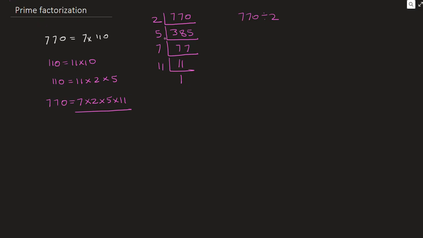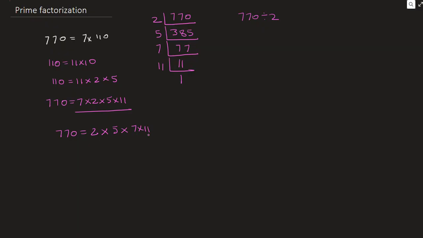I have to go on writing the factors of a number till in the end all factors are prime and none is composite. I can write it either vertically or I can write it horizontally like this. 770 equals 2 times 5 times 7 times 11, a product of 4 prime numbers.